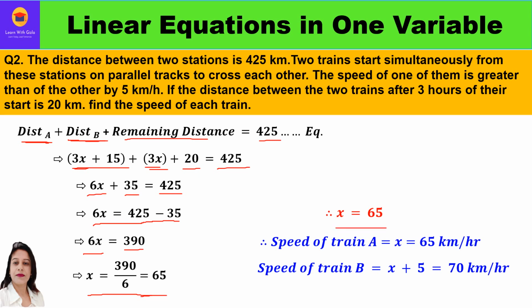Now what was x? X was the speed of train A, which we have assumed. So speed of train A is x, that is 65 kilometers per hour, and speed of B is x plus 5, that is 70 kilometers per hour. 65 plus 5 is 70 kilometers per hour, right?